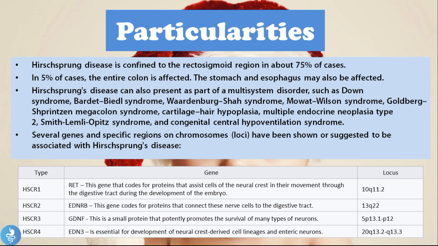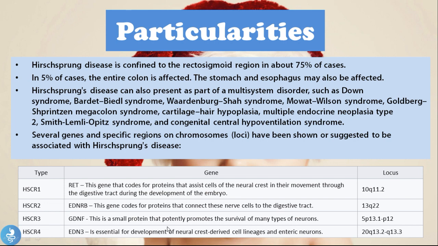Several genes and specific regions on chromosomes, called loci, have also shown or been suggested to be associated with Hirschsprung's disease. So this is a small table below, and I just put in the common ones. Patients who test positive for the RET gene, the EDNRB gene, the GDNF gene, the EDN3 gene, and these are the chromosomes that they are found on, chromosome 10, 13, 5, and 20. And these are different genes that contribute towards the development of Hirschsprung's disease, and you can see why.